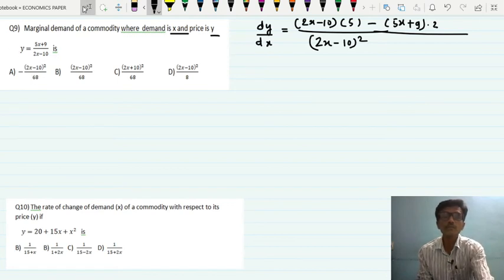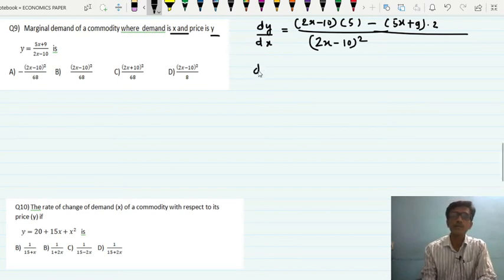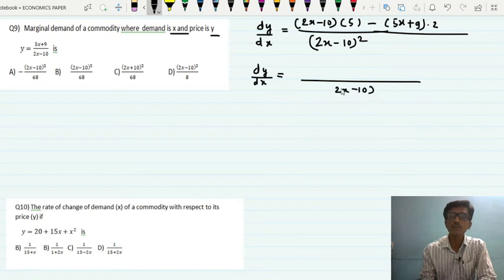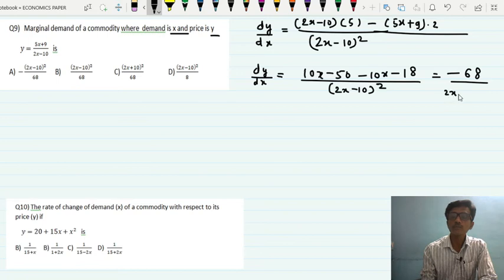Then simplify it. So we simplify it, dy by dx is equal to, here the denominator is same, that is 2x minus 10 whole square, and numerator will be 10x minus 50 minus 10x and minus 18, so it gives us minus 68 upon 2x minus 10 whole square.